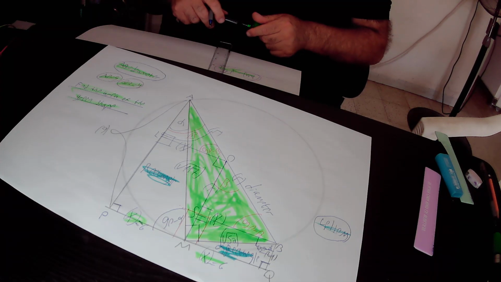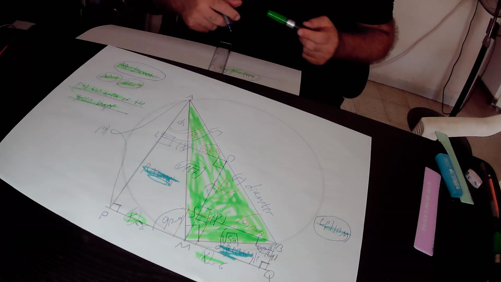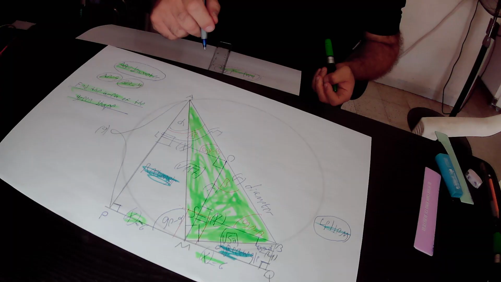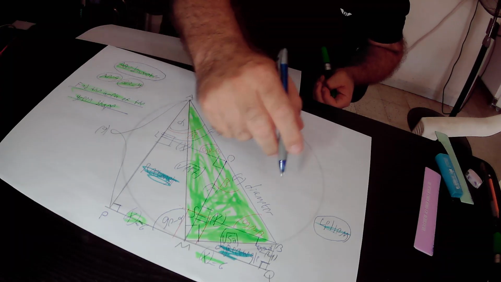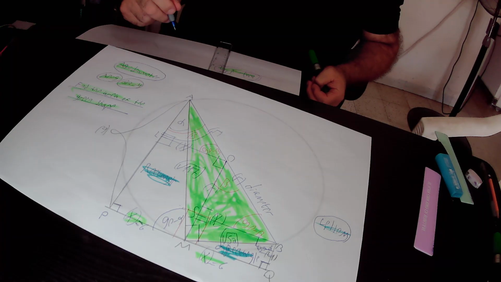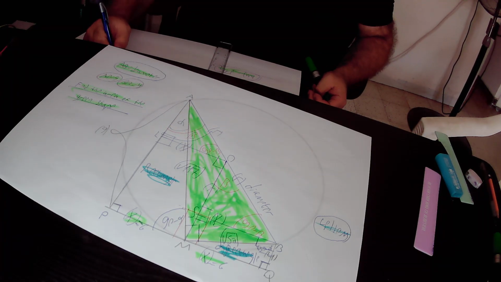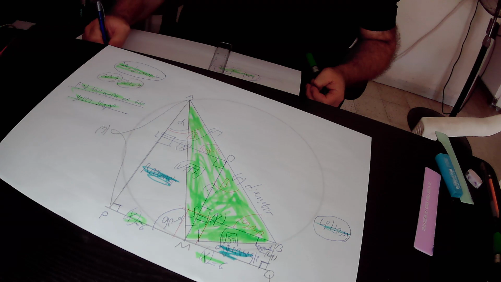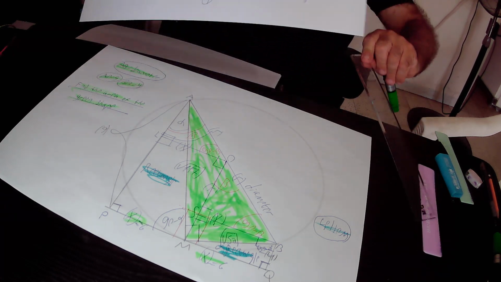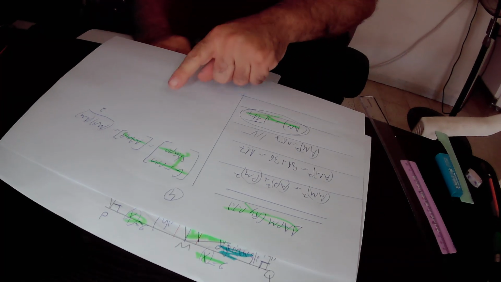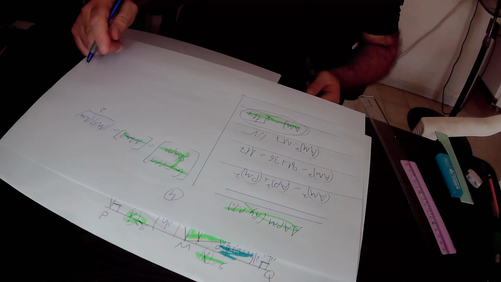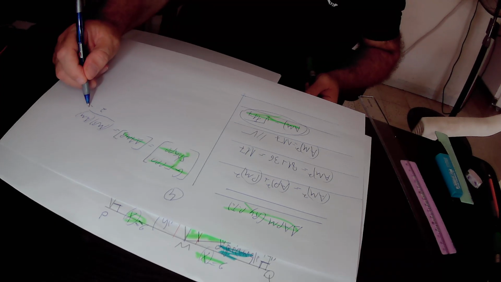Actually, we know that the area of any triangle equals the base of the triangle times the height over 2. Therefore, the area of this green right triangle AMB will be equal to the base MB times the height AM over 2. Again, the area of the green shape, which is equal to the area of the right triangle AMB, will be equal to the base MB times the height AM over 2.